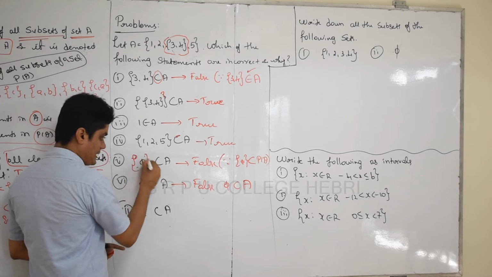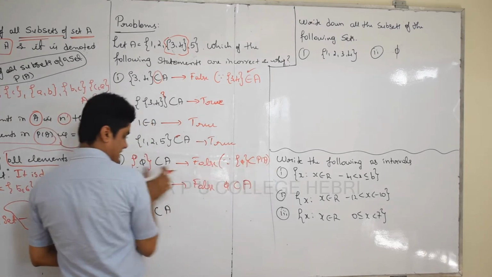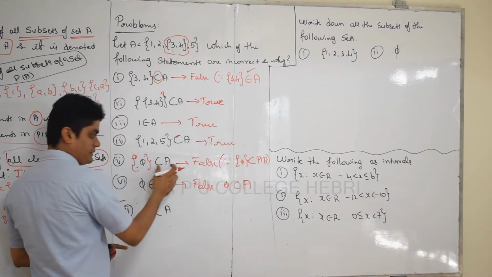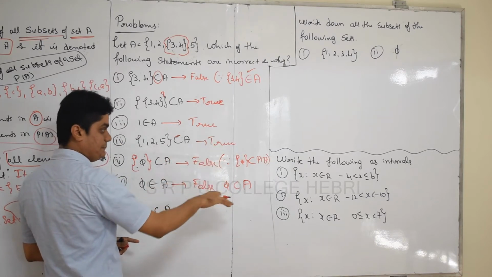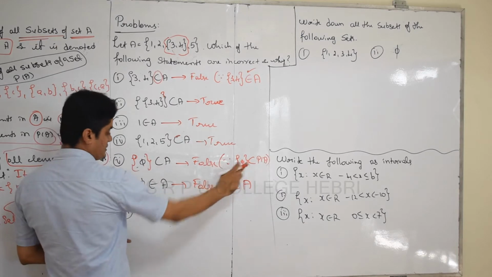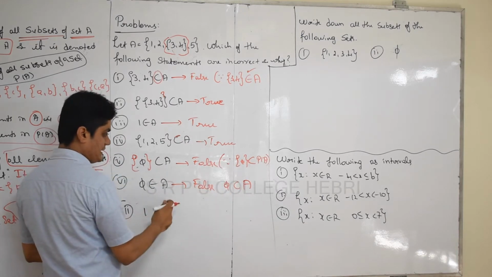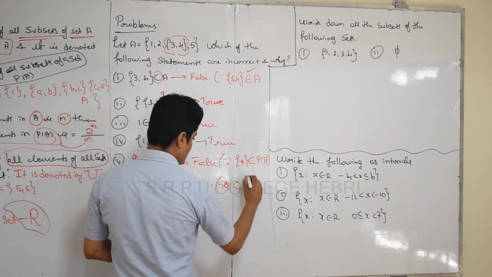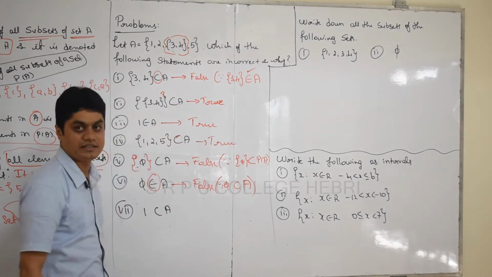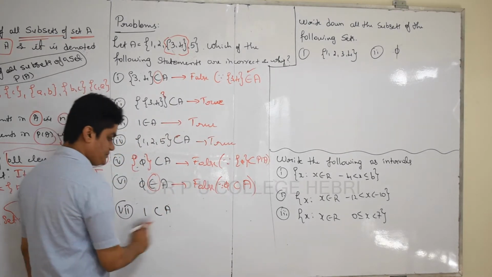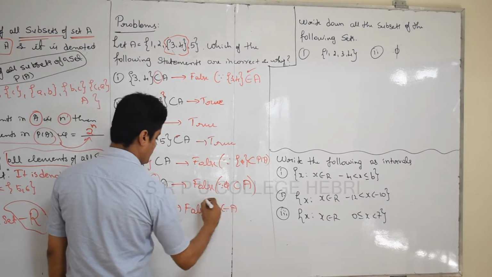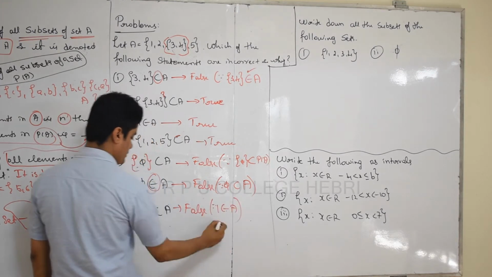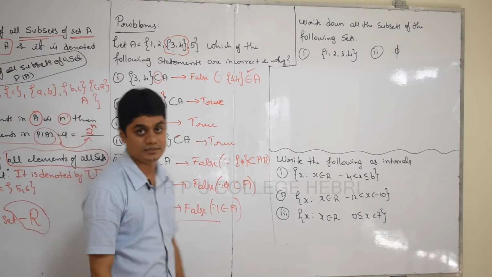But with the bracket, it is a member of the power set. It is a member of the power set, so it cannot be a subset of the set. It is a subset of the power set. So this is false. So the right answer is here. This is again false because the right answer is the subset, not belongs to. One is a subset of A: false, because 1 is a member of A. It is false. The right answer is 1 belongs to A, not 1 is a subset of A.